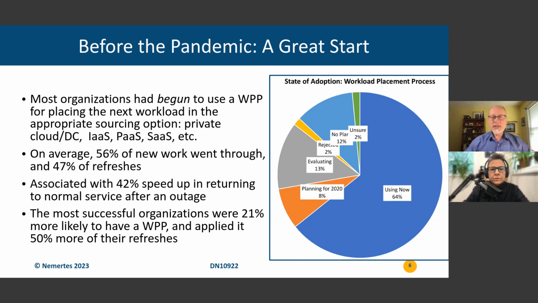And the most successful organizations were 21% more likely to have a WPP in the first place, and at that time they were applying it to 50% more of their refreshes. So more like 65% instead of 47% of their refreshes. So good evidence indicating the importance of having a WPP in place and following a process based on that policy.